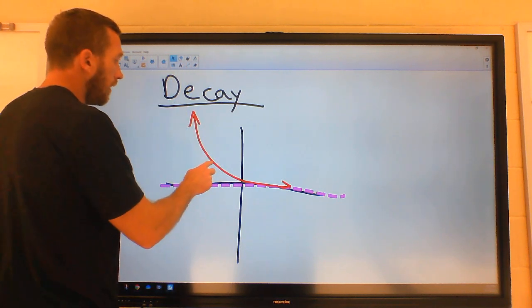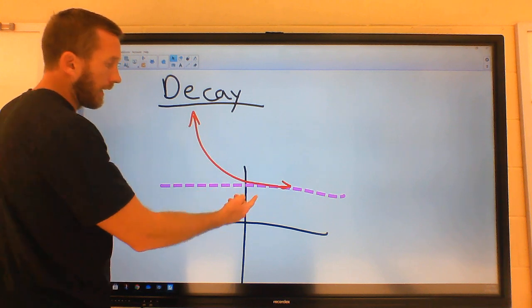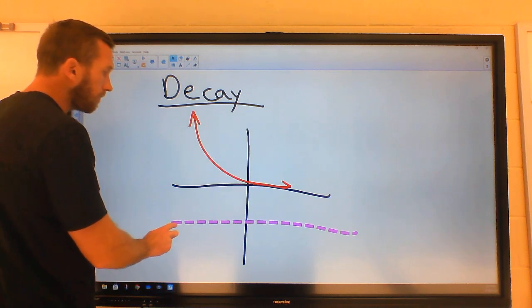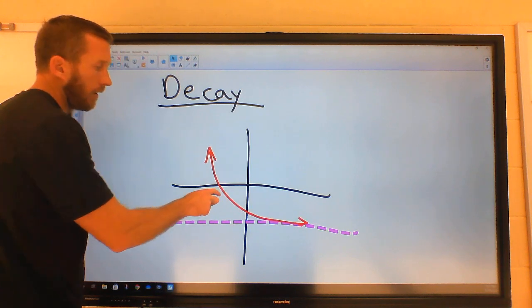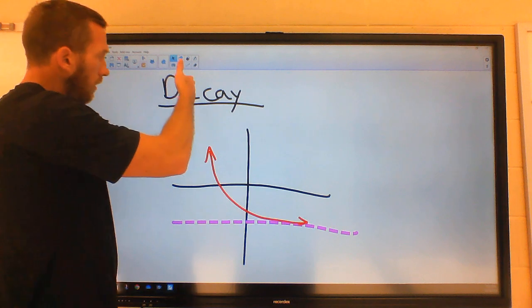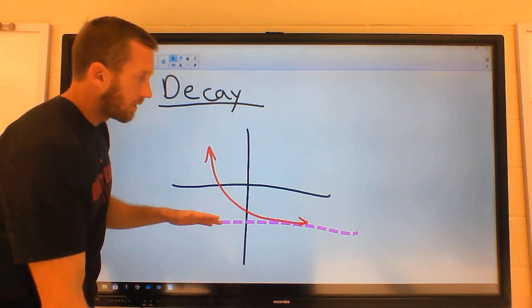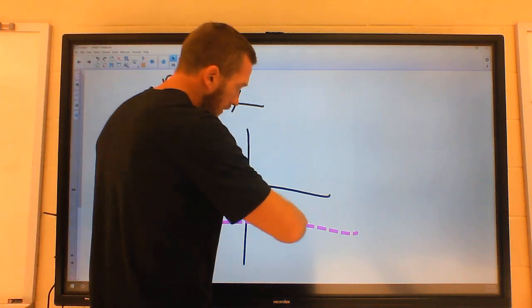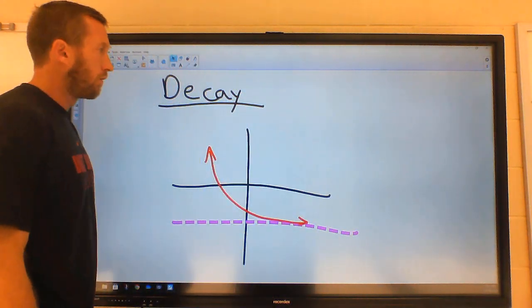Now, let me make this clear. The function could have different heights, right? The asymptote could be raised, right? The asymptote could be down there, but the shape of a decay function is always this same model where it is above our asymptote. In order for it to be a decay function, it's above our asymptote and it decays into the asymptote over time.